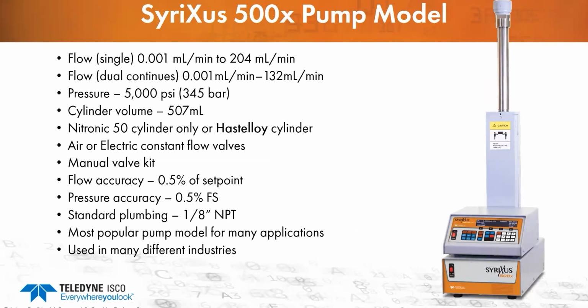The 500X model is the most popular pump model because it easily fits many different industries and applications. We have increased the upper pressure for this model all the way up to 5,000 psi, and it's available in both Nitronic 50 or Hastelloy cylinders.